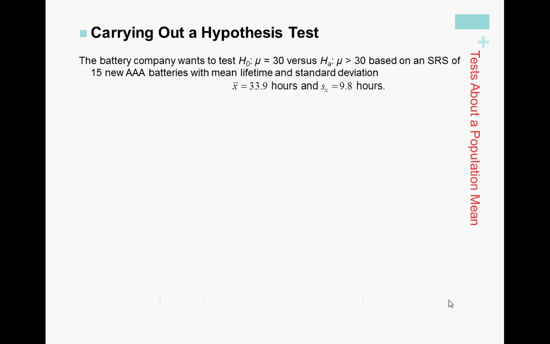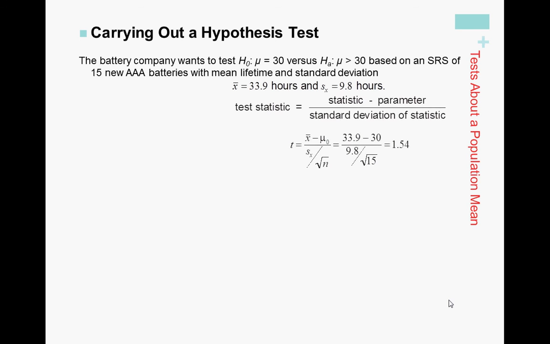Moving right along. So for the battery company, notice we do need two pieces of information from the sample. We need its sample mean, which they gave us is 33.9 hours, and the sample standard deviation, 9.8 hours. We need both of those. So then we can compute the test statistic.